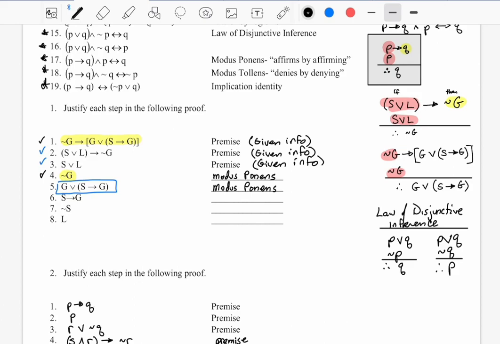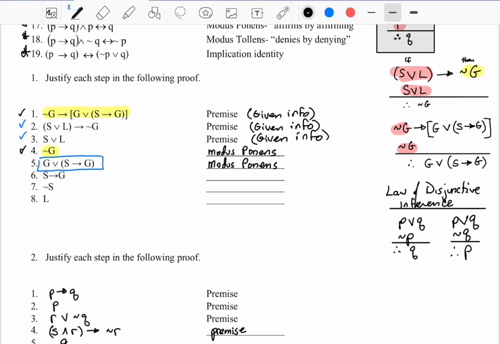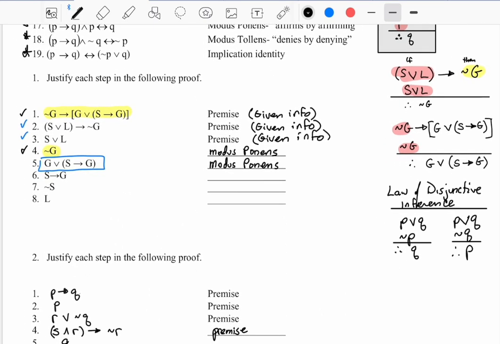So I now have a G or S then G. I also have a not G here.